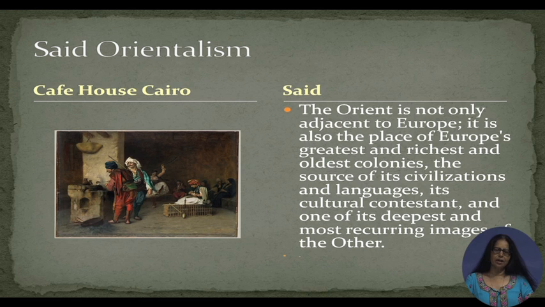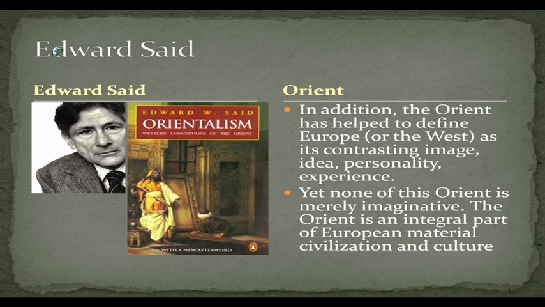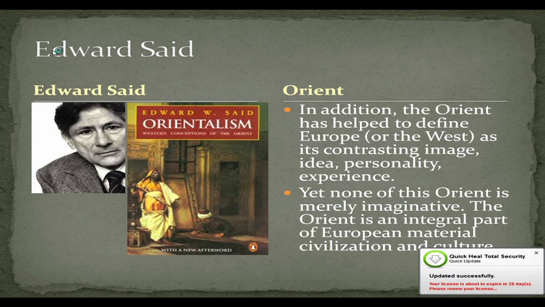The Orient, according to Said, is not just adjacent to Europe, it's also the place of Europe's greatest and richest and oldest colonies, the source of its civilizations and languages, its cultural contestant, and one of its deepest and most recurring images of the other. In addition, the Orient has helped to define Europe or the West as its contrasting image, idea, personality or experience. Yet none of this Orient is merely imaginative. The Orient is an integral part of European material civilization and culture.